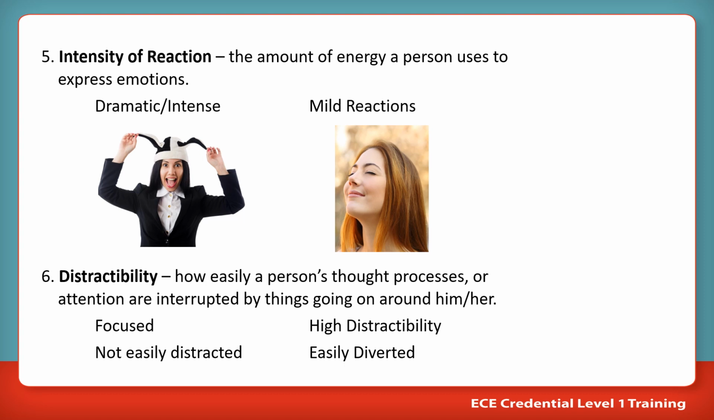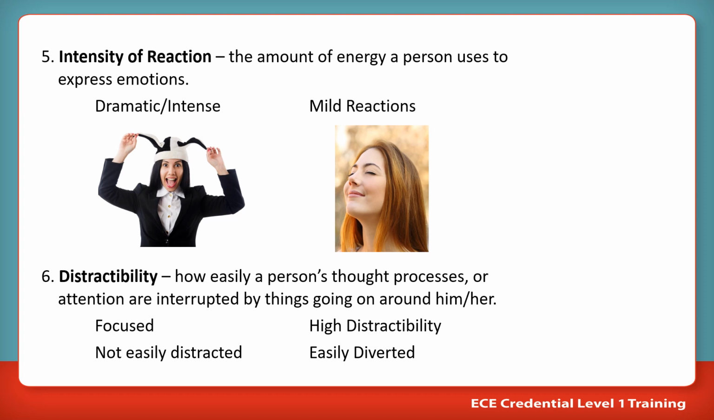Number five is intensity of reaction, which is the amount of energy a person uses to express their emotions. So you probably fall somewhere on this, and I fall somewhere on this. Some of us are very dramatic and very intense and very emotional, and others are more mild. We're just kind of a little bit emotional, but not very much.